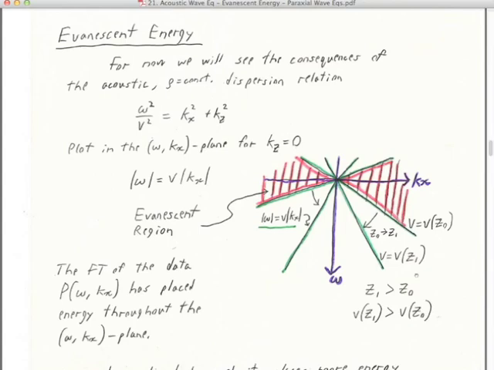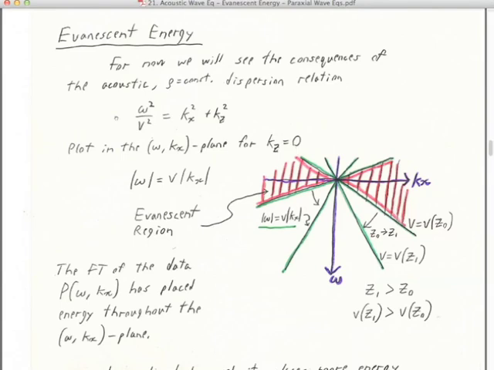So for now, we're going to look at some more consequences of the acoustic constant density dispersion relation. So here's the dispersion relation. Remember that? Omega squared over v squared is equal to k_x squared plus k_z squared. It's a circle, of course, in the k_x-k_z plane. And it's a triangle, straight lines intersecting in the k_x and omega plane.